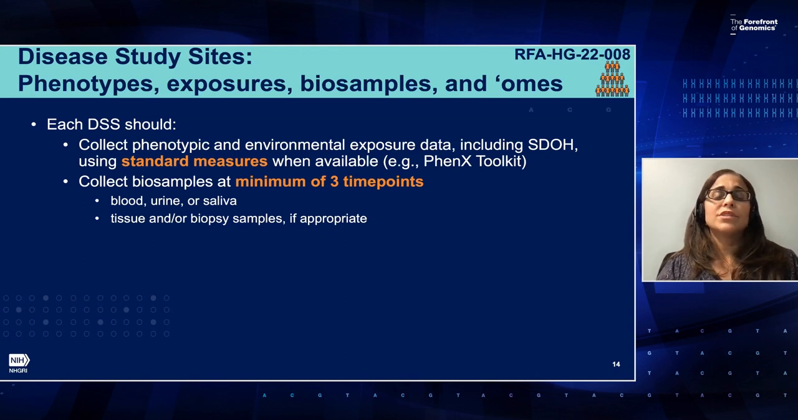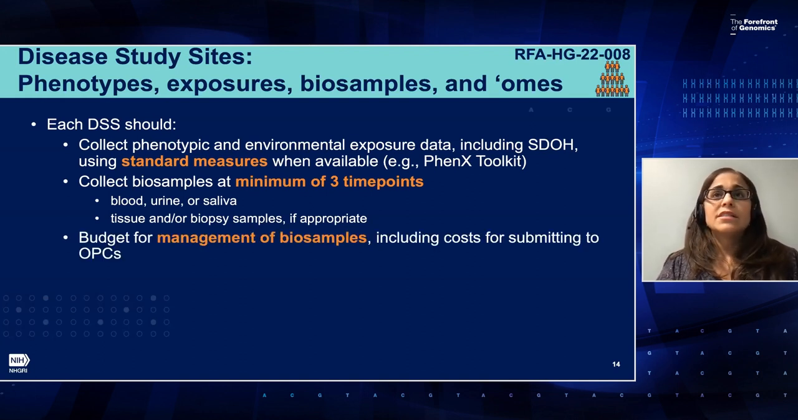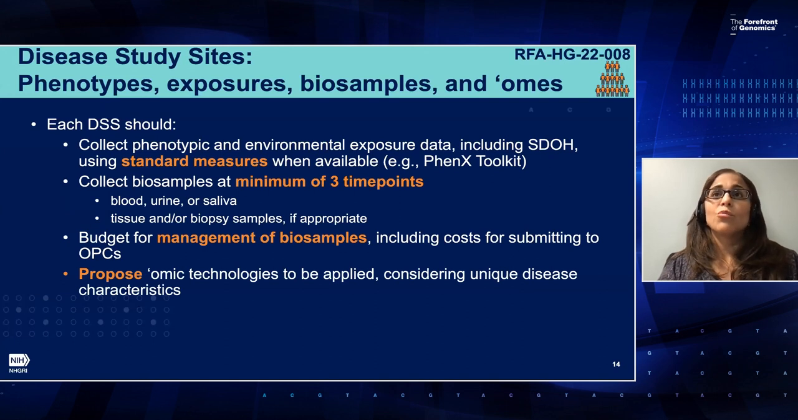Samples can be obtained using non-invasive methods, for example, from blood, urine, or saliva, though if suitable for the disease that is being proposed, tissue or biopsy samples may be appropriate. Now, the disease study sites should budget for the management of the biosamples, including the cost for submitting the samples to the omics production centers, which I will describe in a couple of minutes. While the production of omics data will take place at the omics production centers, each DSS is expected to propose omics technologies and assays to be applied, considering the unique characteristics of the disease that is being proposed.